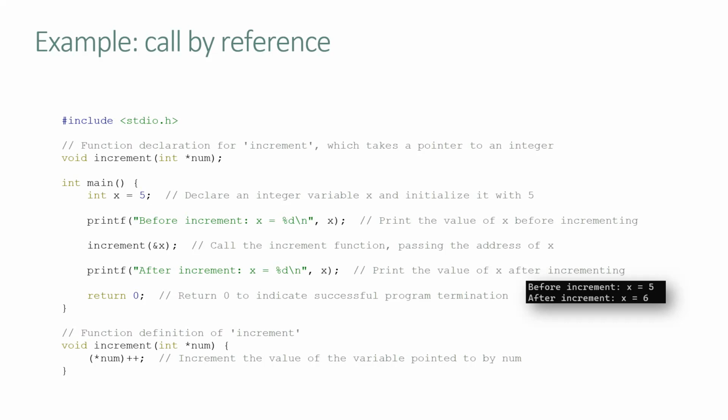After the function does its thing, we print the number again in the main program. It's now 6. This whole thing of passing the address instead of the actual number is a nifty trick in C that lets functions make changes that stick around even after the function is done. It's like having a remote control for your numbers.